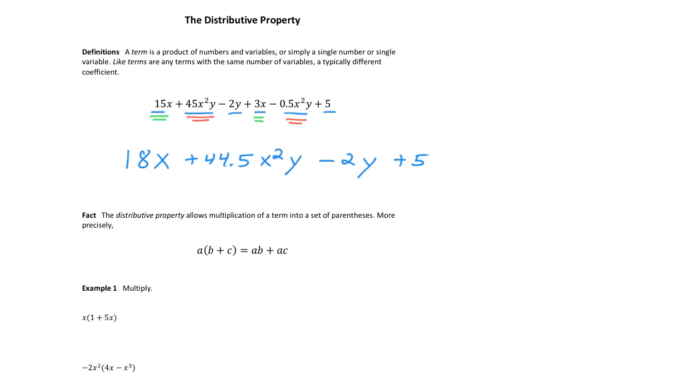Moving on to the distributive property, which is listed right here, this gives us a way to multiply a term into a set of parentheses. So a times b plus c is the same thing as ab plus ac. It's called the distributive property because a gets multiplied to b, and it also gets multiplied to c. Let's check this out in example 1.